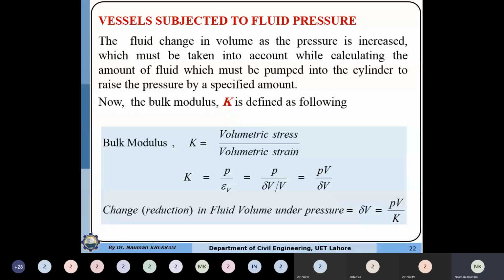There are two phenomena induced when we are injecting the fluid at a certain pressure in the cylinder. Two types of changes are developed within the cylinder: the dimensions of the cylinder are increasing and the volume of the fluid is reducing.